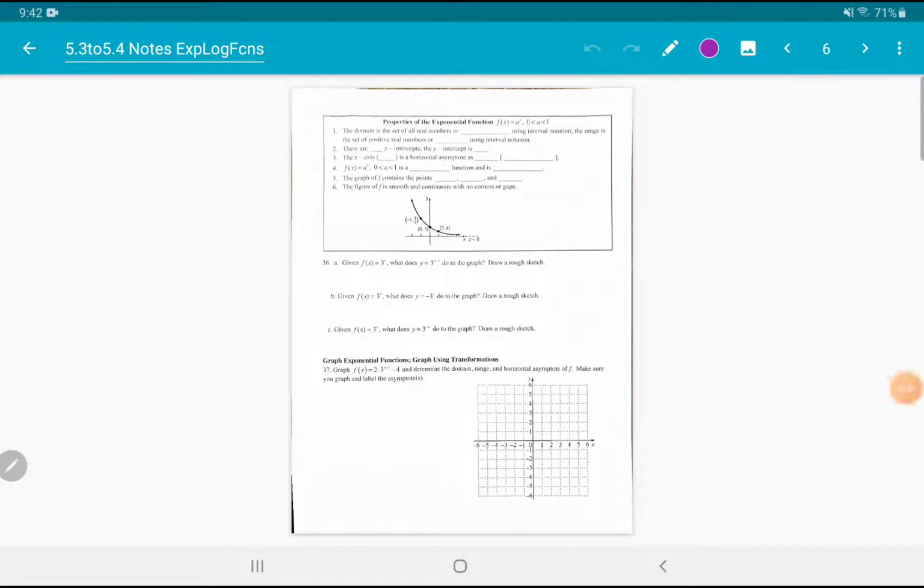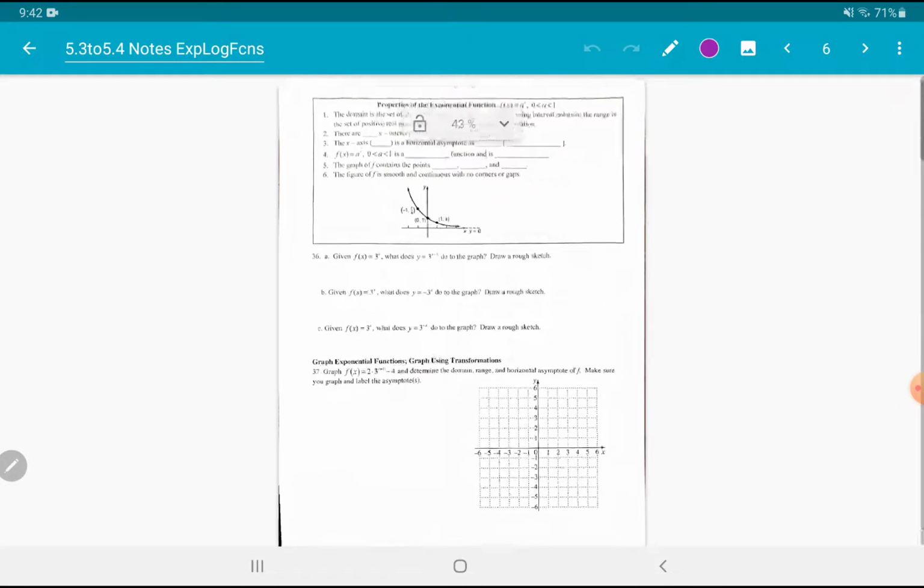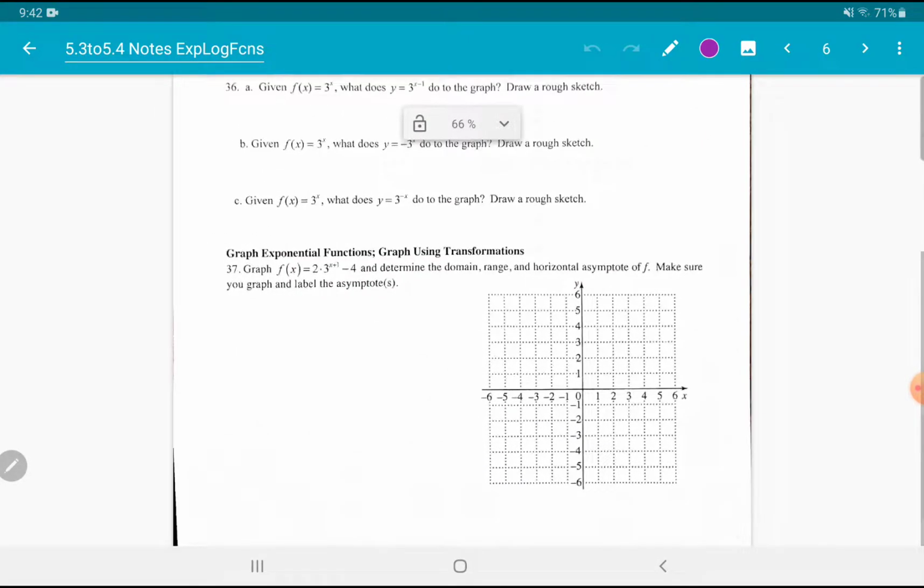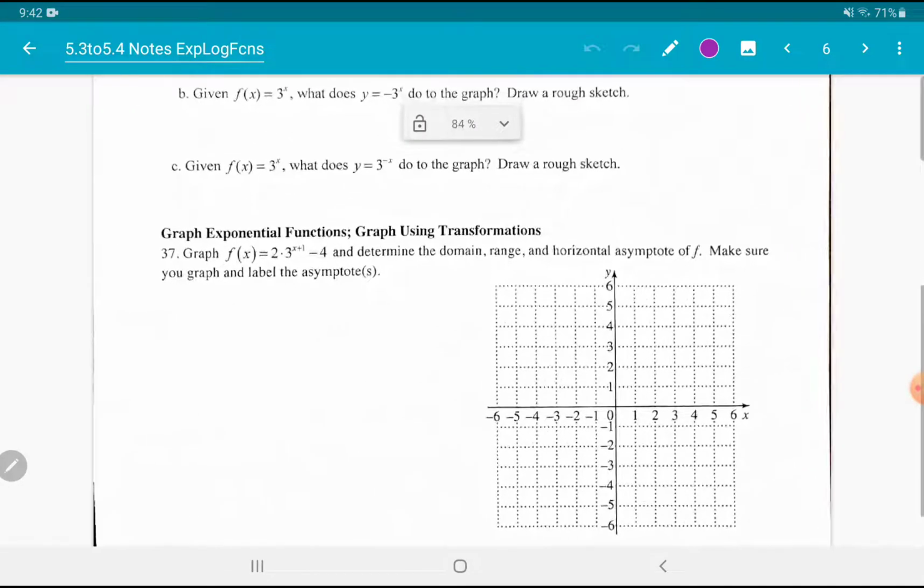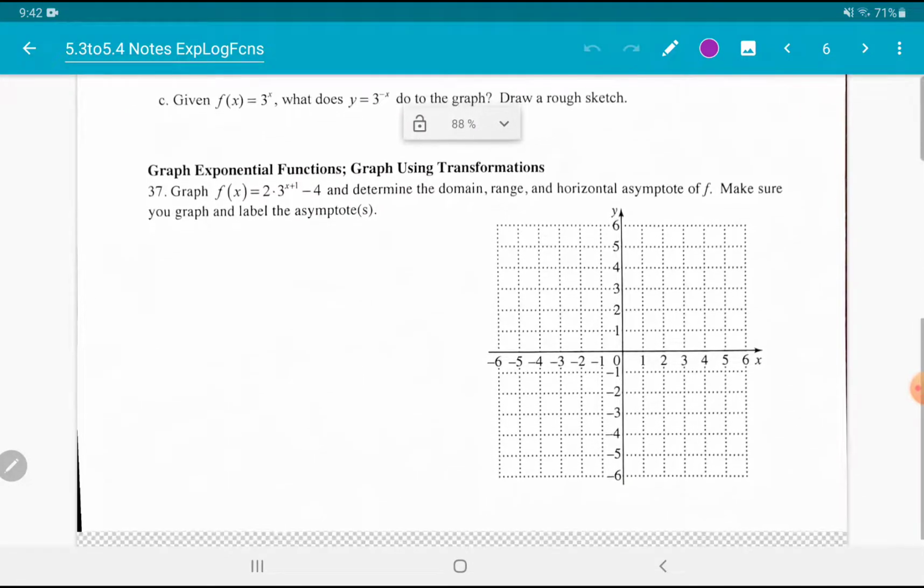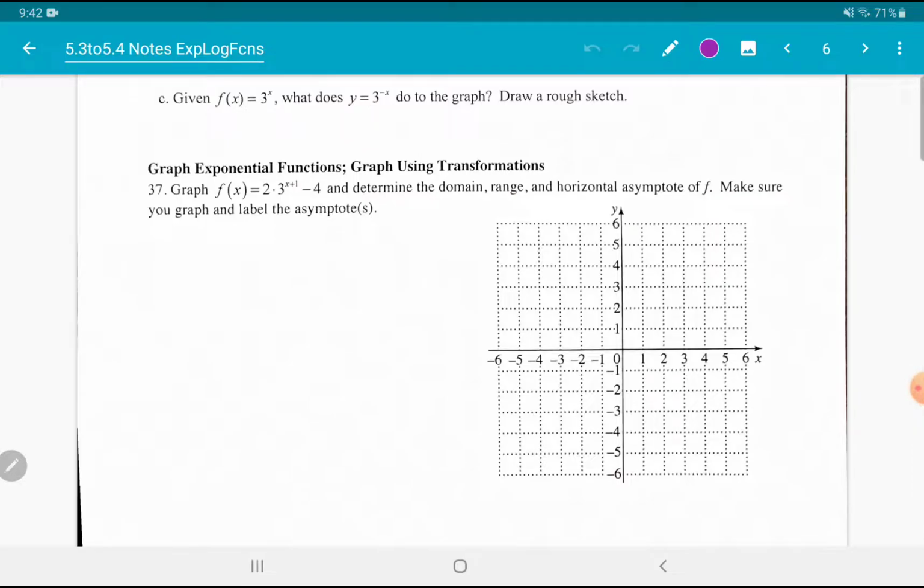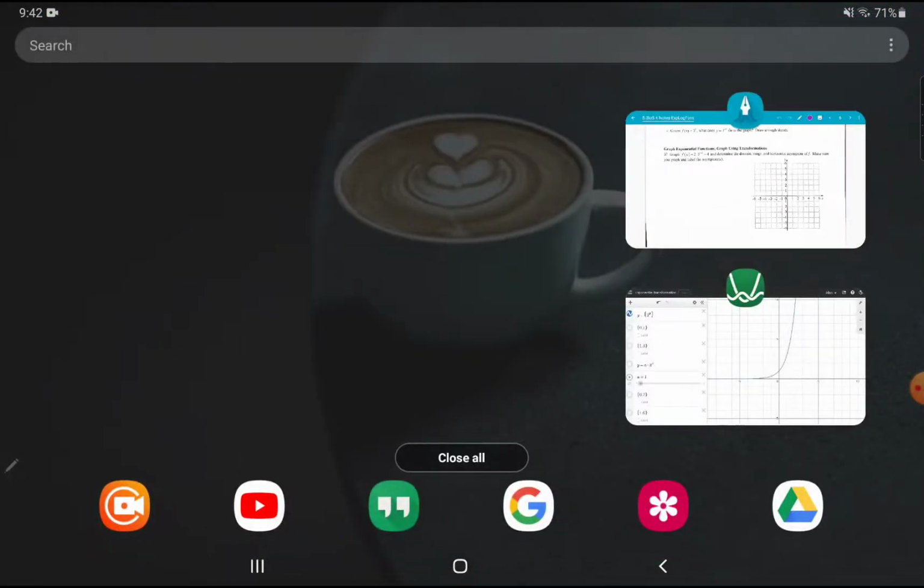In this video, we're going to explore exponential transformations. We're going to focus in on this problem here, number 37 at the bottom, and we'll take a look at how each of those transformations are affecting our exponential graph. So we have here that we're going to graph y equals 2 times 3 to the x plus 1 minus 4. Let's take a look at each of those transformations over on Desmos.